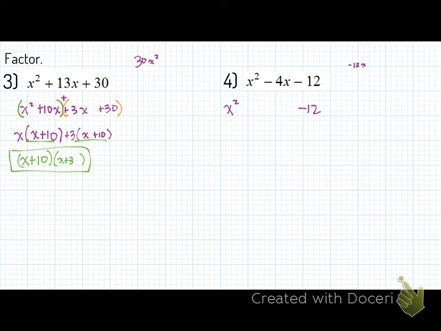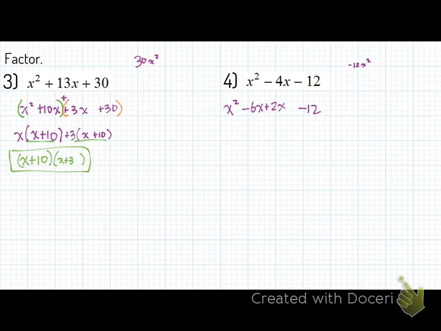Okay, what times what is going to be equal to negative 12x squared, but adds up to be negative 4x? Turn to your group and talk about those combinations. Is it 6 and 2? You get a 4 and what? 8 times 4 is 32, though. Oh, crap. Okay, what are my two? Good. 6 and 2. Okay, good. So what are my two terms, everyone? Negative 6x plus 2x. Good.